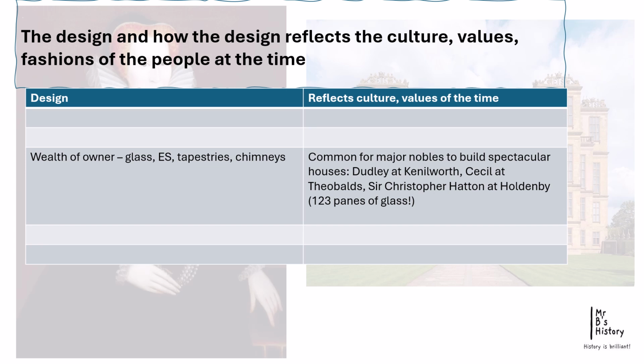And if you look at many other significant noble people in Elizabethan England, they all remodel or rebuild houses. So you have Sir Robert Dudley at Kenilworth, you have William Cecil building Theobalds, you have Sir Christopher Hatton building a palace at Holdenby, which is calculated to have 123 panes of glass. So if you're wealthy, you build. If you're very wealthy, you build big, you build flashy, you build with glass.